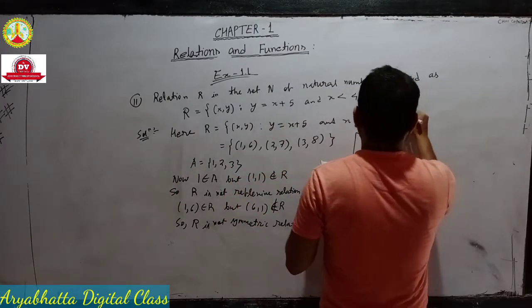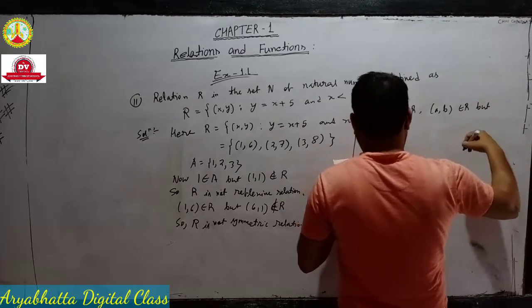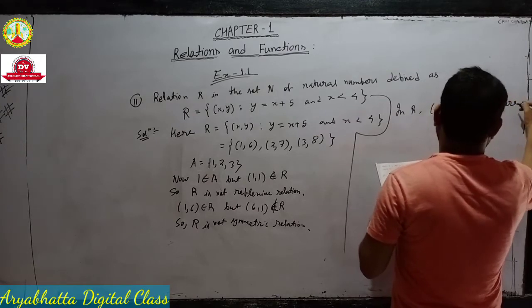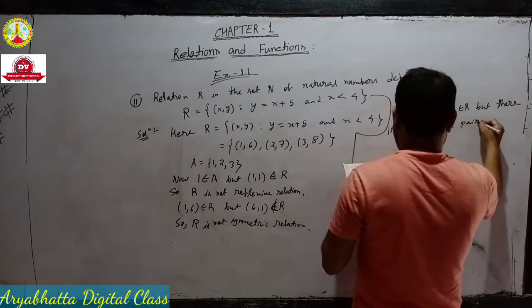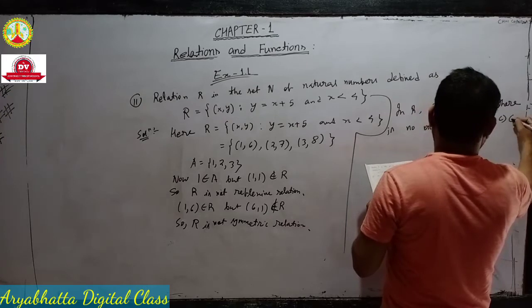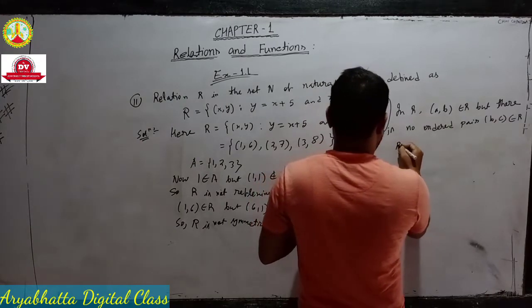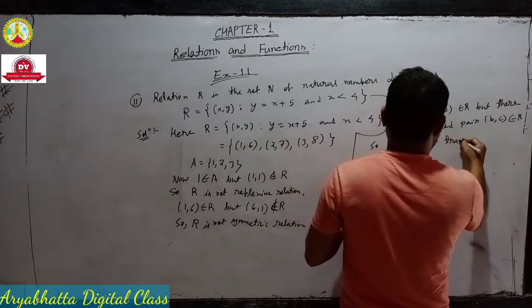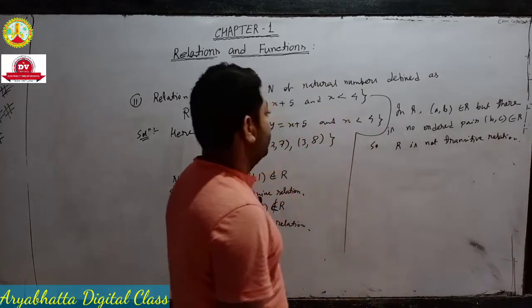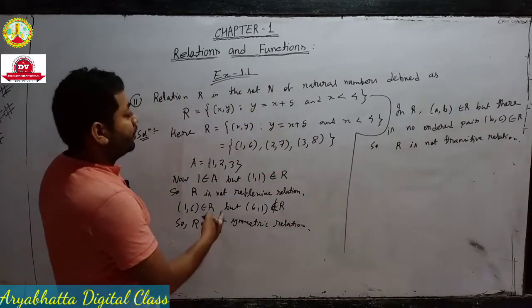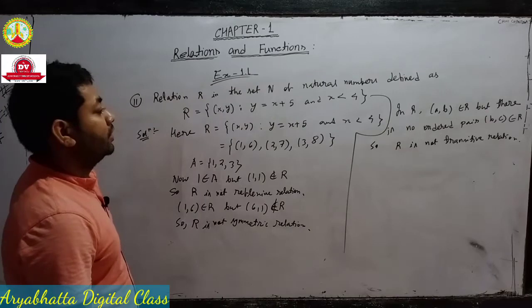Here (a, b) belongs to R, but there is no ordered pair (b, c) belonging to R. So R is not a transitive relation.